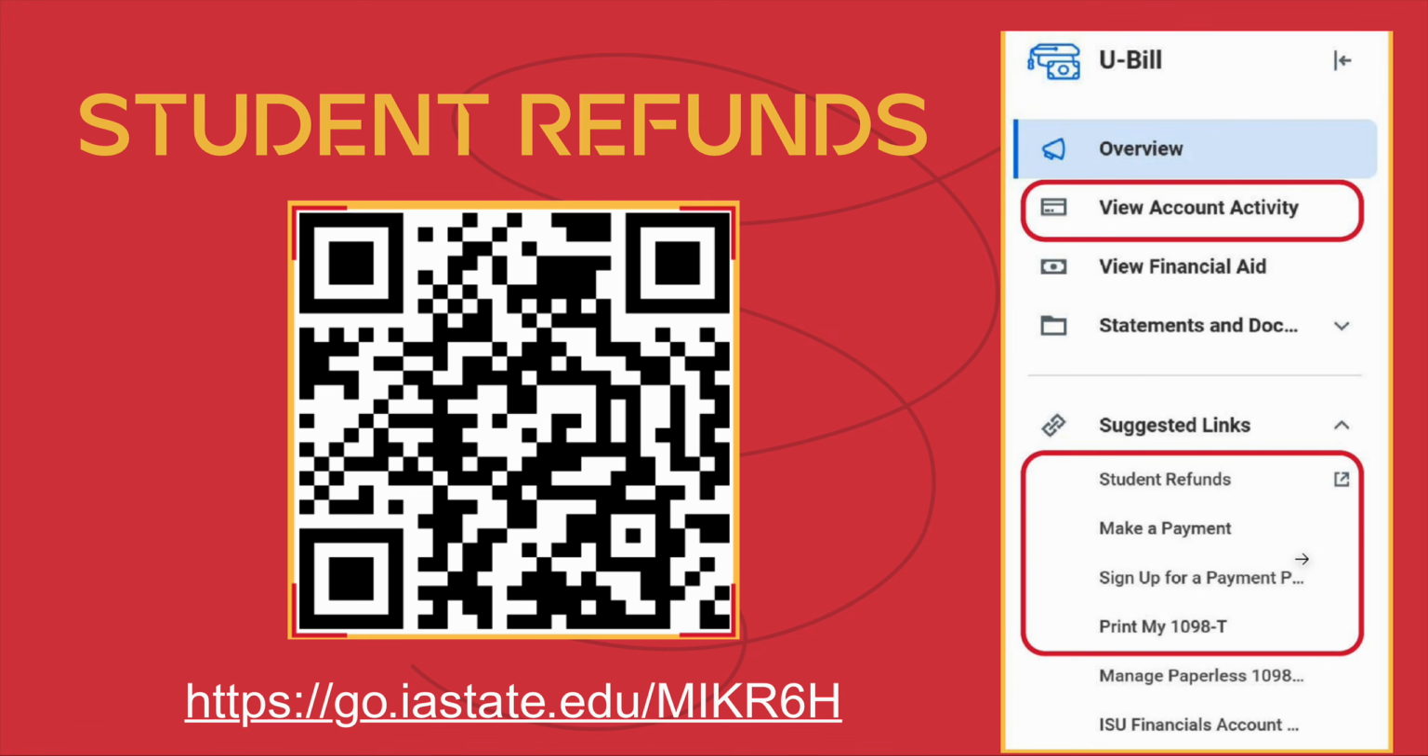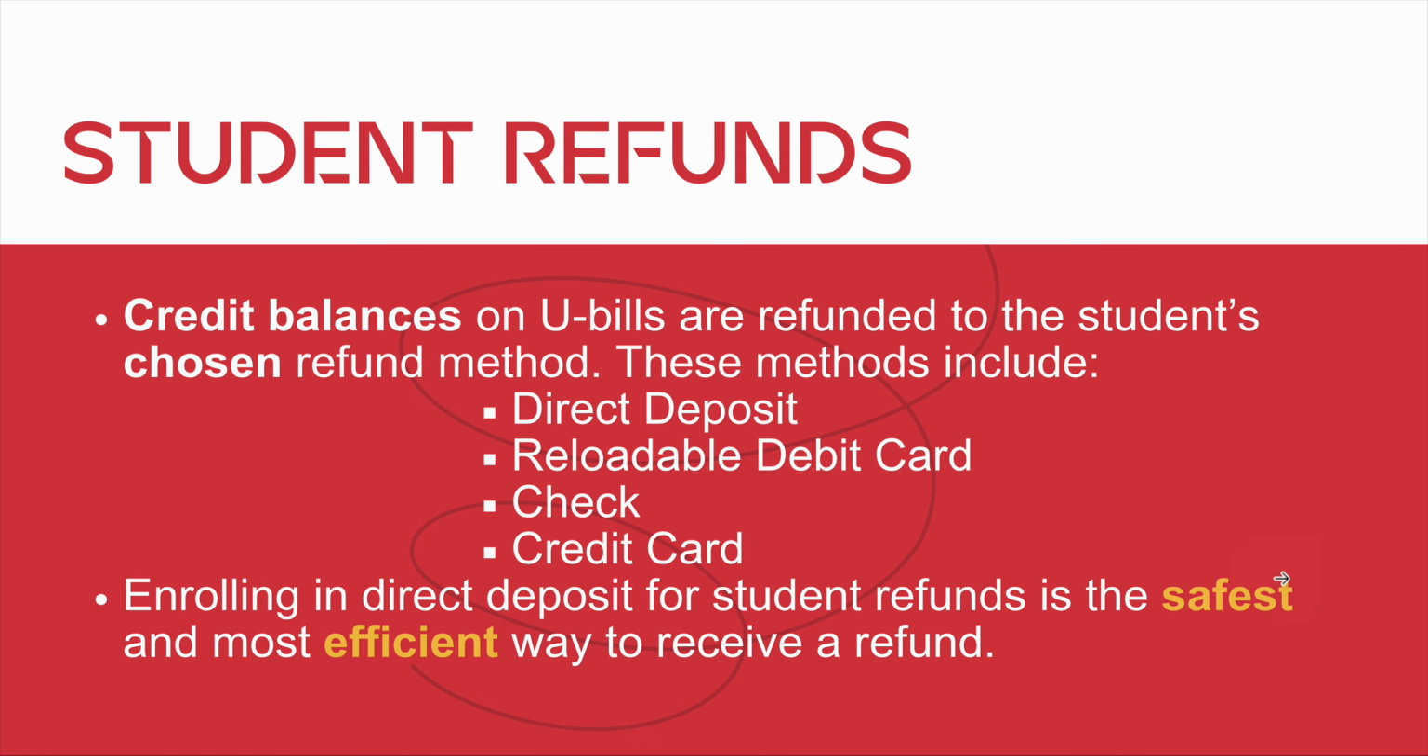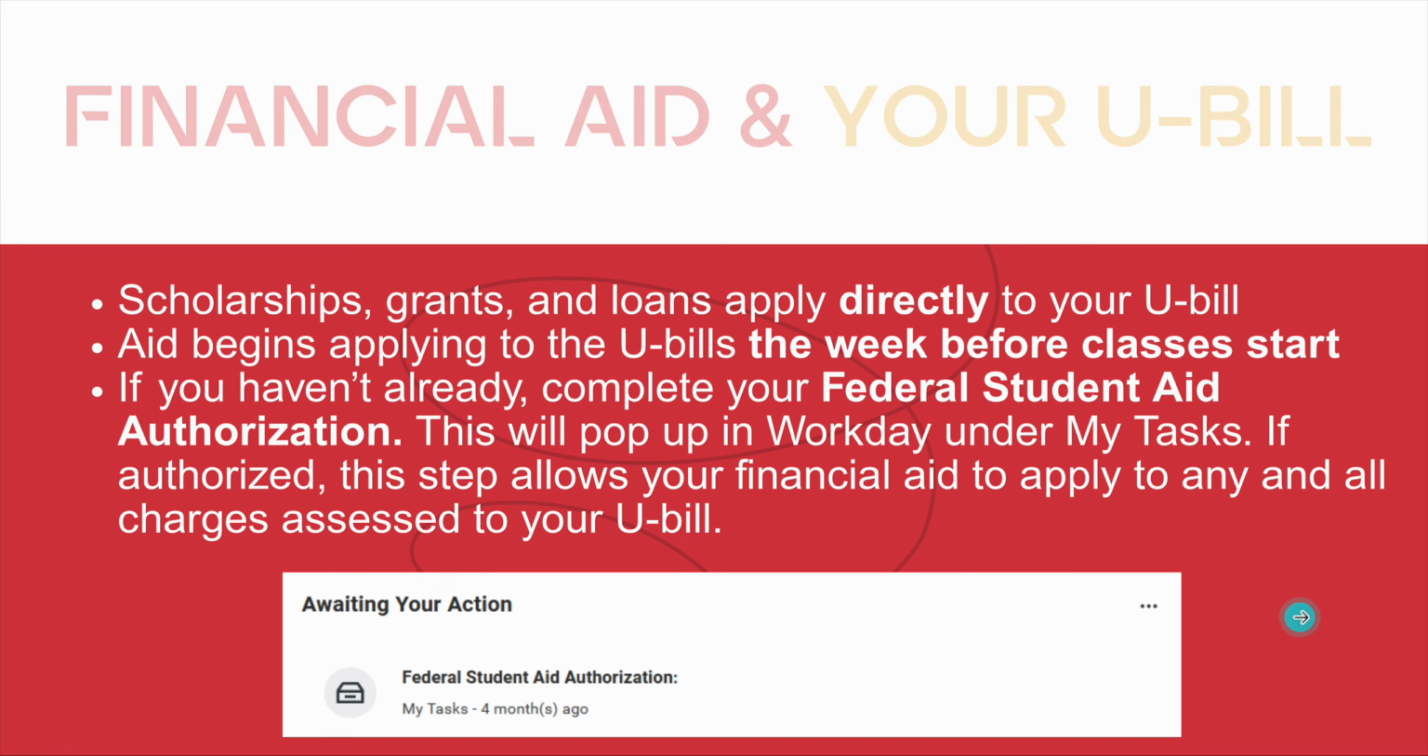Going back to the menu from earlier, select Student Refunds to get started with setting up that process. For step-by-step instructions, scan the QR code on the screen or visit the link below it. Notes to keep in mind for student refunds are as follows. Credit balances on U-bills are refunded to the student's chosen refund method. These methods include direct deposit, reloadable debit card, check, or credit card. Enrolling in direct deposit for student refunds is the safest and most efficient way to receive a refund.